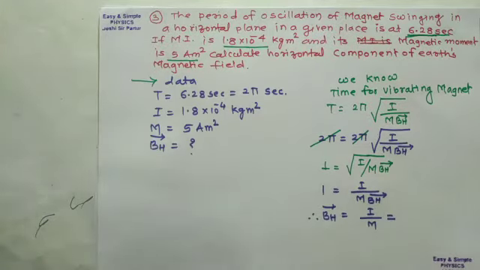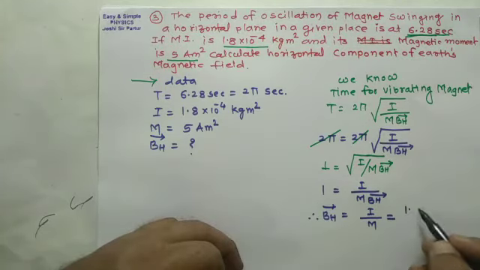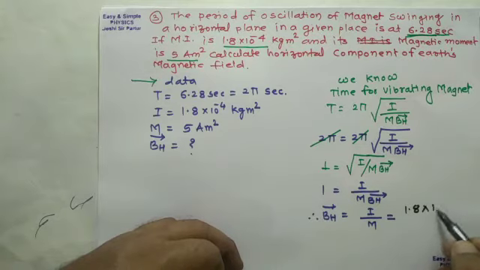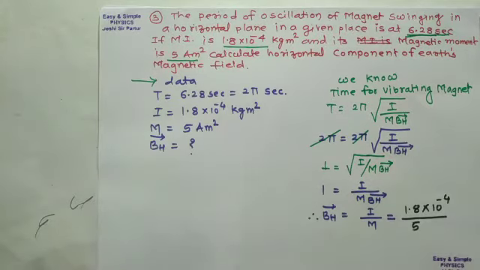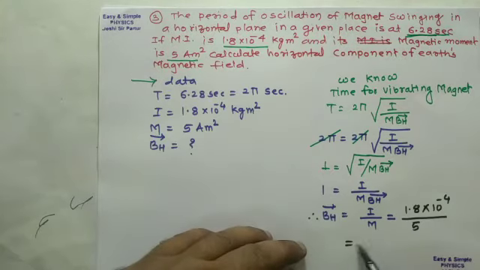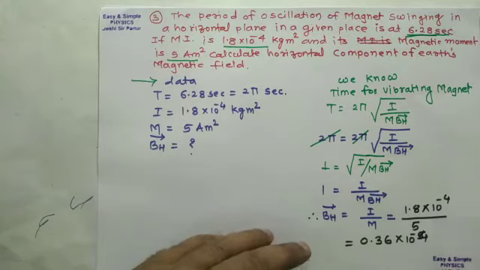Substitute the value of I. The value is 1.8 into 10 to the power minus 4 divided by 5. So here, if we divide, it will be 0.5, 3 the 15, 3 is remaining, becomes 30, 5 6 the 30. So 0.36 into 10 to the power minus 4.